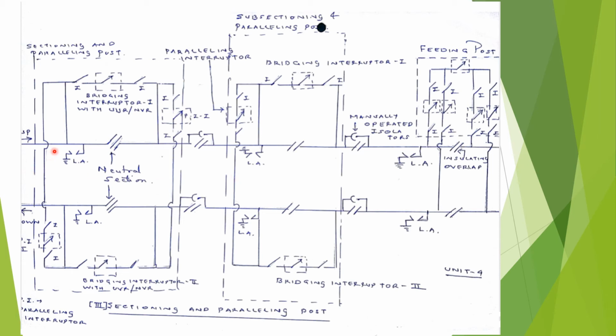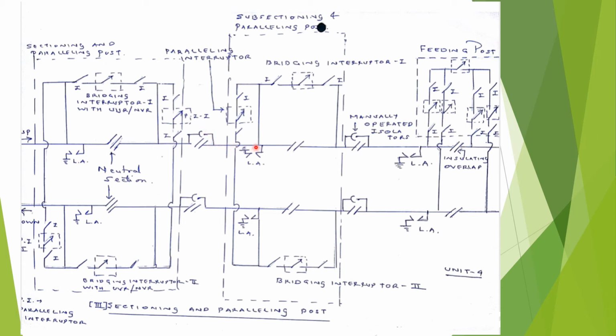How? The supply here is healthy, so the supply from here will come, the interrupter is on, the bridging interrupter will be made on here. So from here again this is also on, so the supply comes here in this way. This isolator switch is on, so it will come here. So now you can see the supply has come to this subsection.